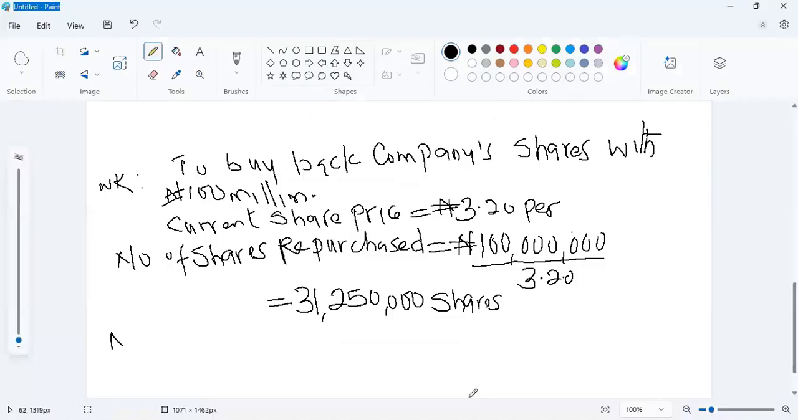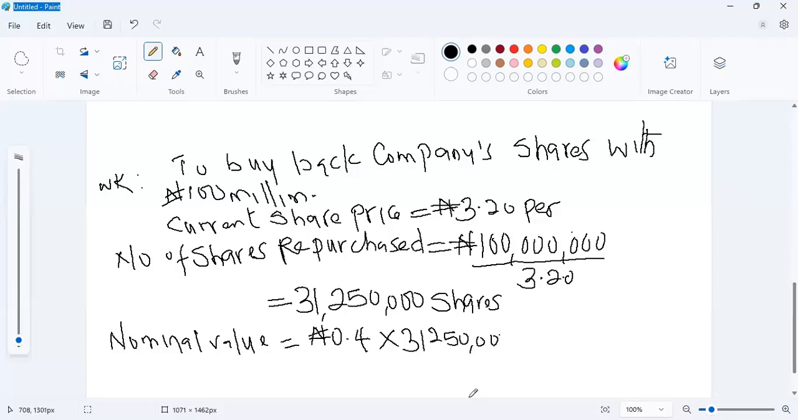Nominal value is equal to 40 kobo, which is 0.4. That's the nominal value per share, multiplied by the number of shares repurchased, 31,250,000. Please multiply. That should give us 12.5 million. Please reconfirm.